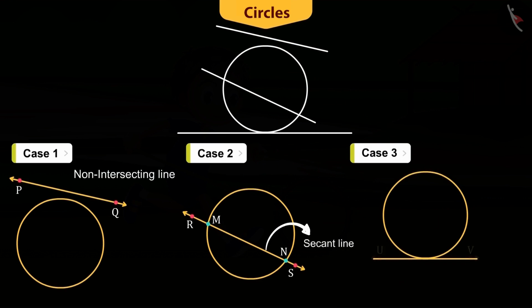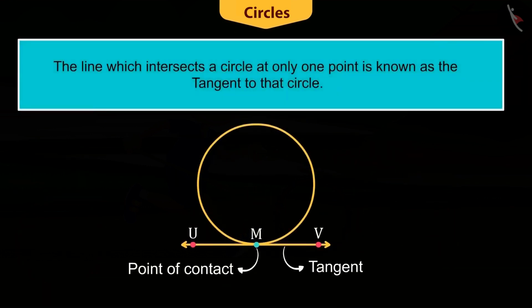In the third case, the line, say UV, intersects the circle at only 1 point. In this case, UV is called the tangent of the circle and the point common to the line and the circle is called the point of contact. Hence, we can say that the line which intersects the circle at only 1 point is known as the tangent to a circle.